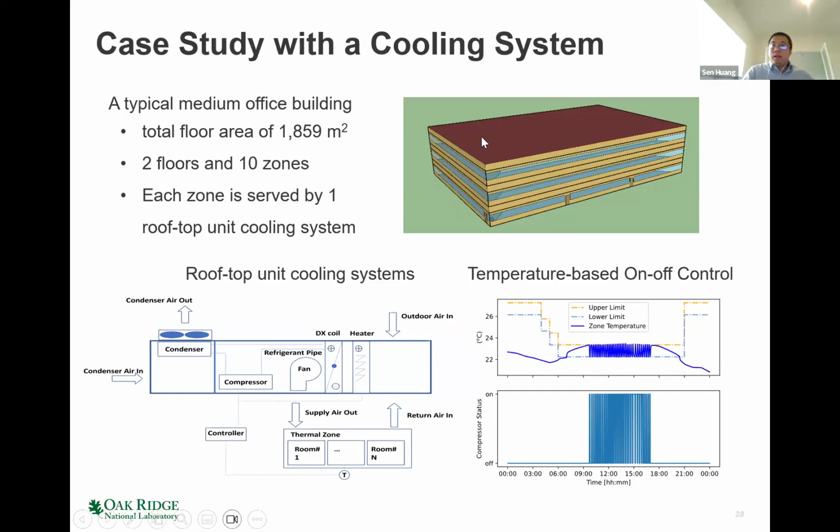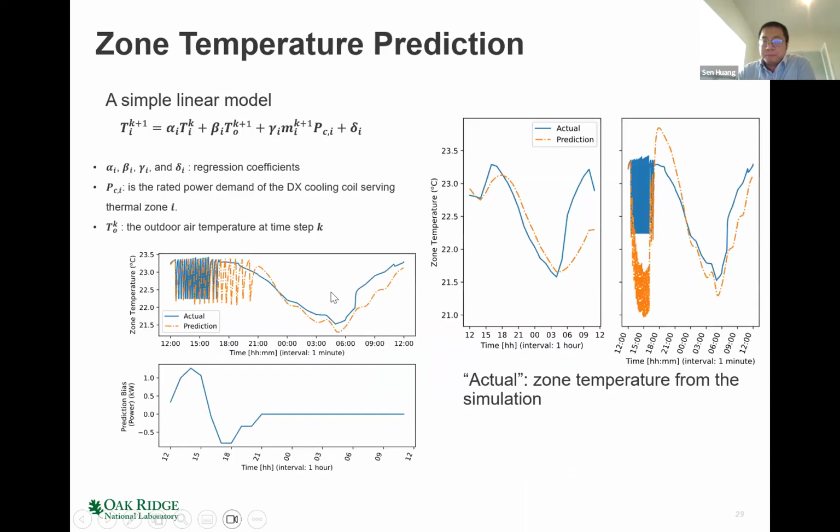So let's consider a typical medium office building. It has three floors, and the whole building is served by a typical rooftop unit system. The system we modeled with Modelica and EnergyPlus. EnergyPlus handles the envelope, and we use Modelica to model the control system. As shown in the figure in the lower right, it shows the basic idea. We have an on-off control for the RTU, and based on the room temperature, the system switches on and off.